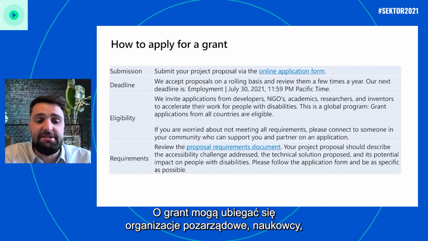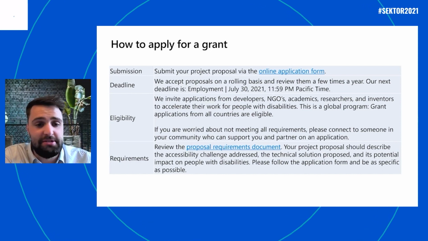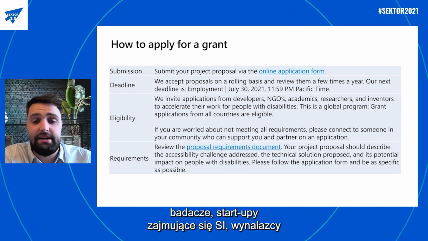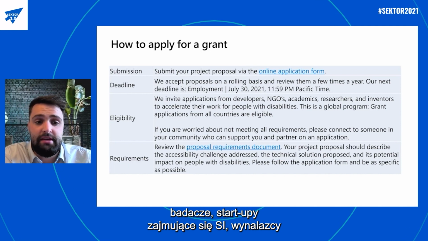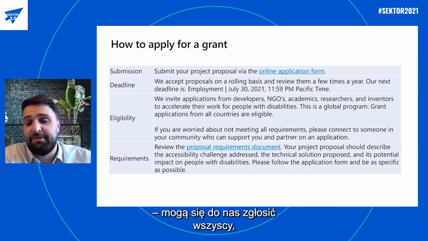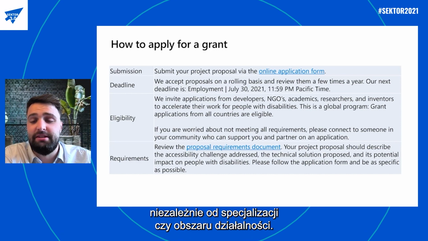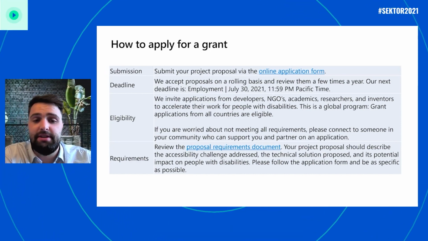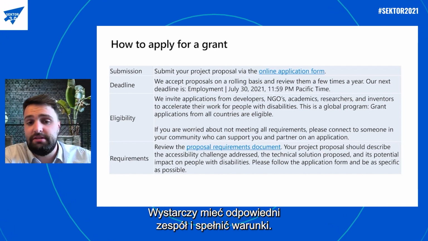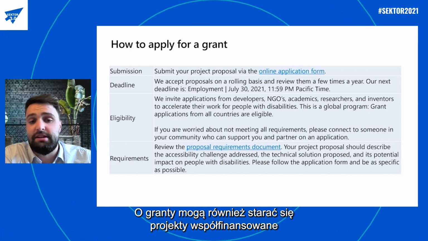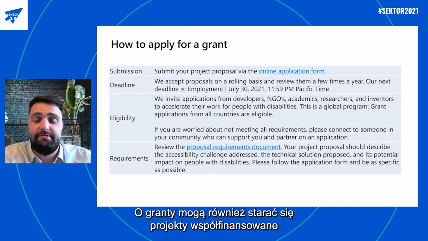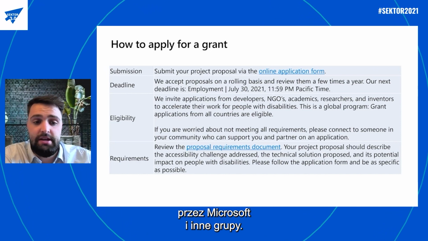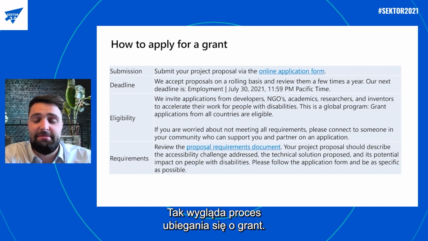And then we have the eligibility. So this can be NGOs, you can be academics, researchers, AI startups, inventors. There's lots of different ways you can come from. So we don't have any predicate of who you are. So you just have to have the right group and tick the boxes. This can also be projects that are co-funded by Microsoft and other groups. So these are how we can apply for a grant.